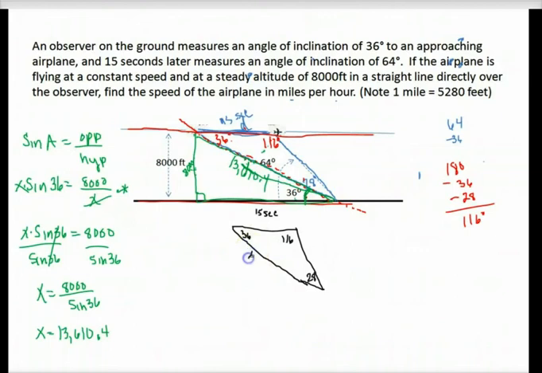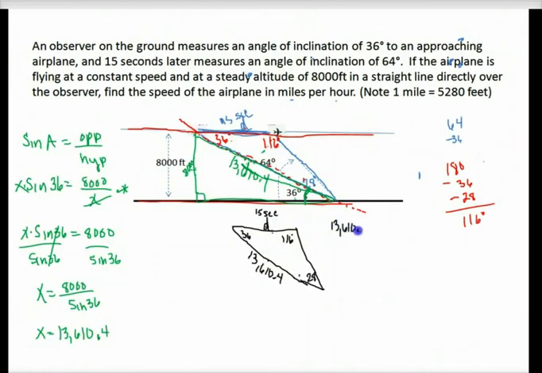I know that this side is 13,610.4. That's the one we just found. And I need the length of this side d. I know it's 15 seconds, but seconds is not a distance. So I need a distance here. But notice I can use the law of sines because I have a pair. I have the angle and the side opposite. I have side d, and I have the angle opposite side d.